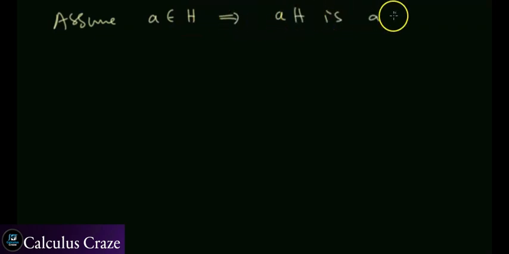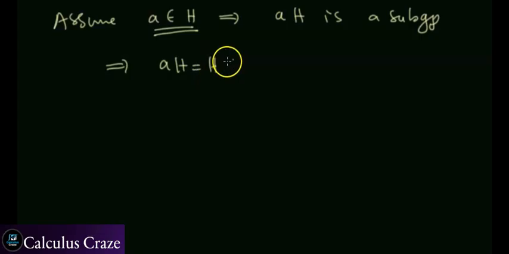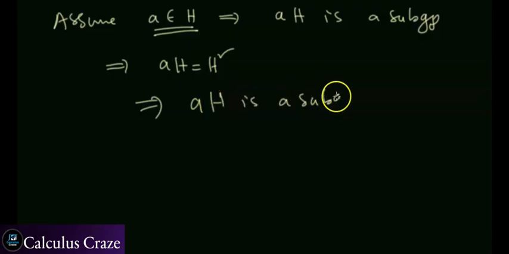We are done. Next, assuming that a is inside h, we will establish that ah is a subgroup, right? And we can apply property 2, because if a is inside h, then ah is same as h, and we have assumed in the start that h is a subgroup, so hence ah is a subgroup.